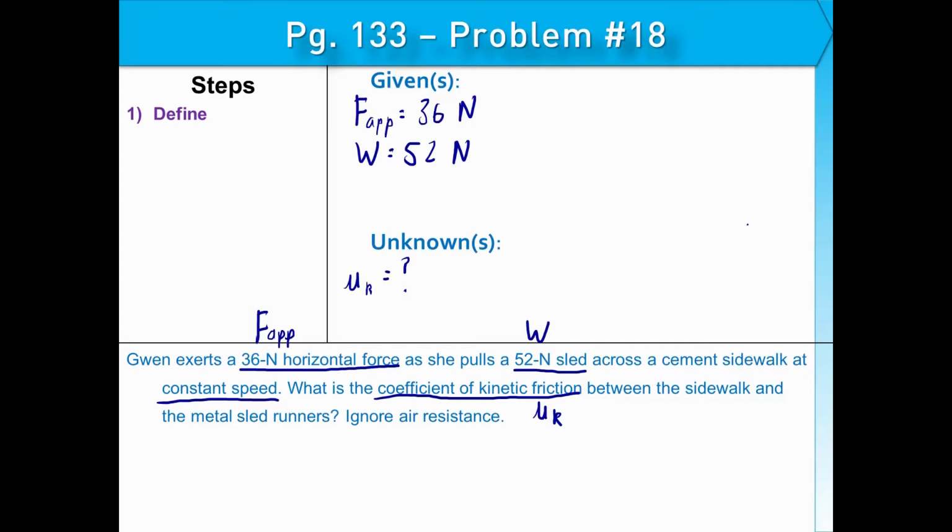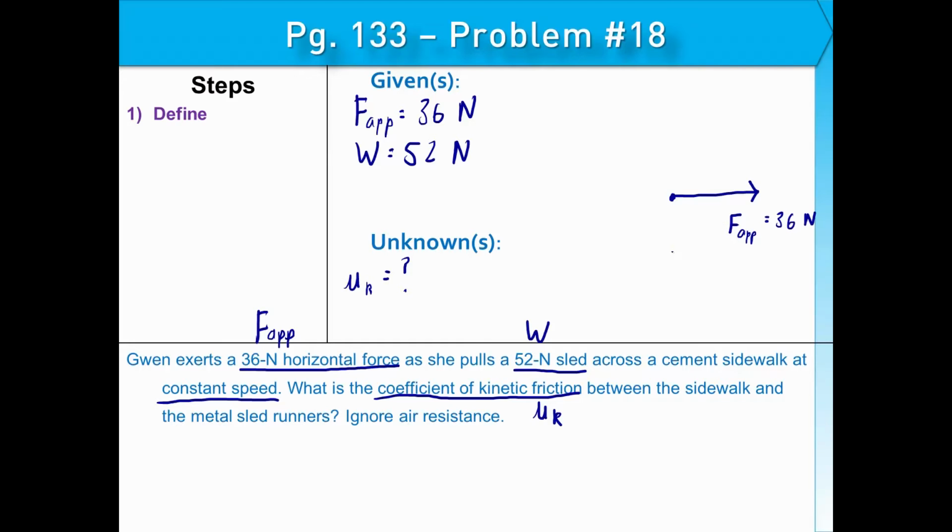Next, I'm going to draw my free body diagram so that we can see what the constant speed does for us. Okay, I'm going to let the sled be represented by this dot over here. I'm going to let the direction for my force applied be to the right. So this is my sled. We know that she exerts a horizontal force. This is my applied force, and it's 36 newtons.